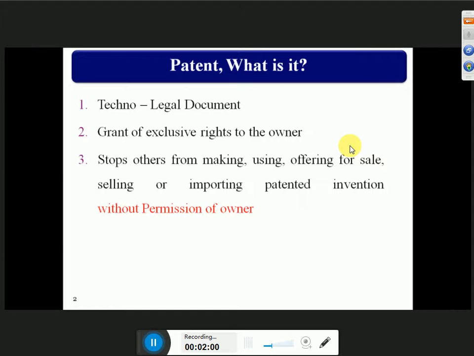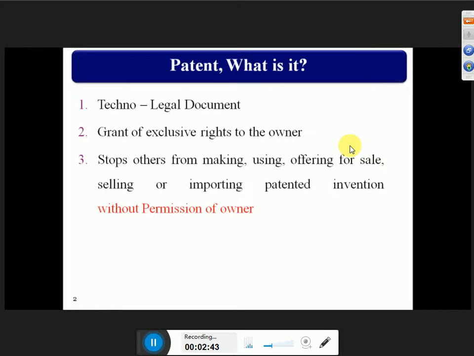For example, I have an idea and I filed a patent in the Indian Patent Office. Then after I get the patent, or even during the procedures of applying for the patent and getting it from the Patent Office India, I can legally stop others from making the same kind of concept, using the same kind of concept. One cannot offer for sale what I have documented, or import from another country the same idea without my permission. This is the idea of why I should file the patent and what a patent is.